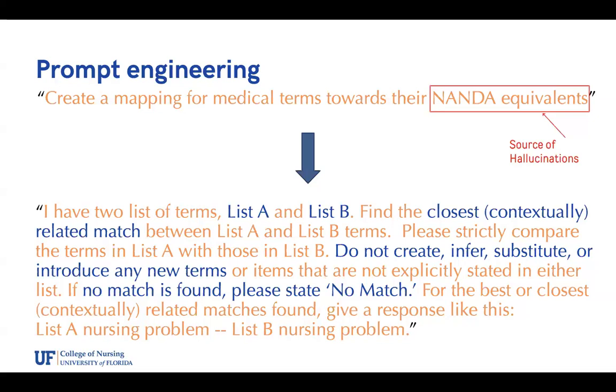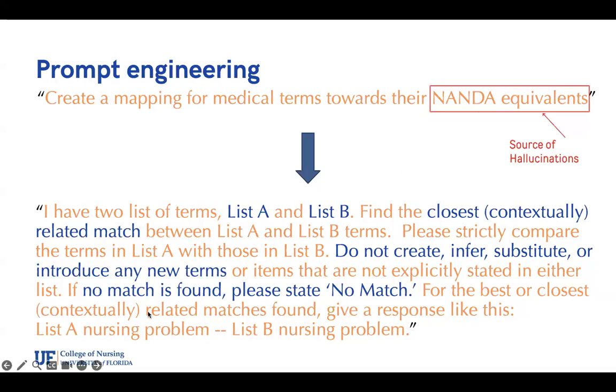But it took us several rounds of prompt engineering to get the best results. First, we started with a very simple phrase. We wanted to create a mapping between medical terms and their NANDA equivalents. But just by using the word NANDA here, it created a lot of hallucinations, because then the GPT system thought that it should use its own knowledge about what NANDA is to bring whatever results the machine thought were the correct ones.